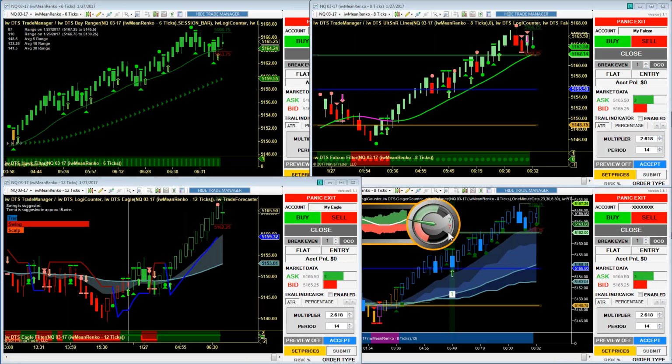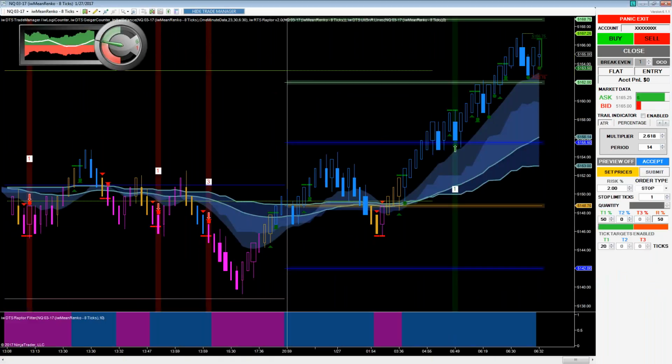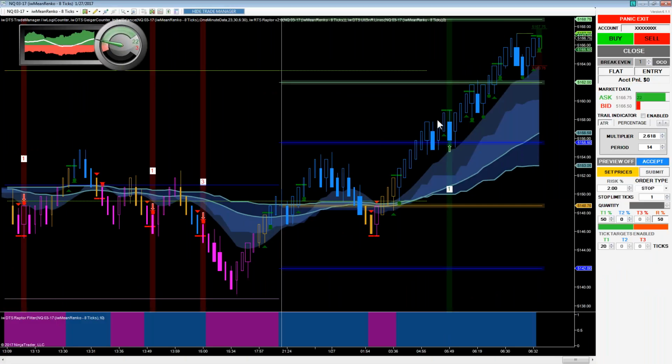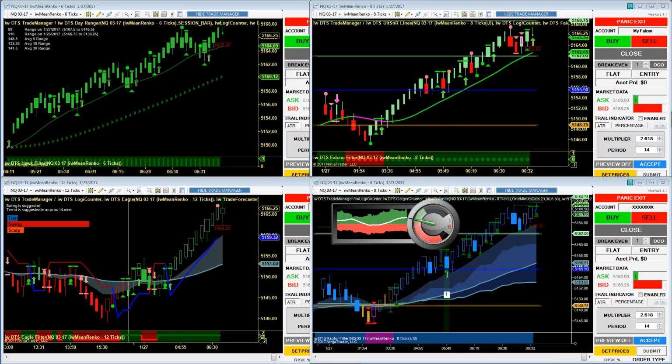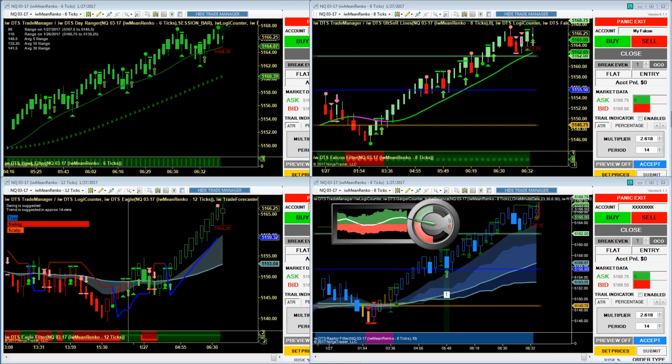You can see here on the Raptor that we got a cloud crossover signal about 45 minutes before the market opened. That's not unusual, by the way. Very often there's some reports and whatnot that will tend to influence the market about an hour before the open. That's why we'll see things like opening gaps.